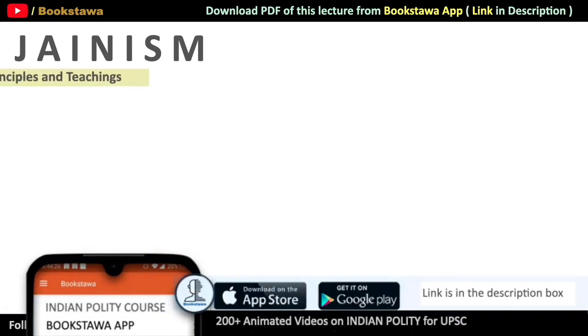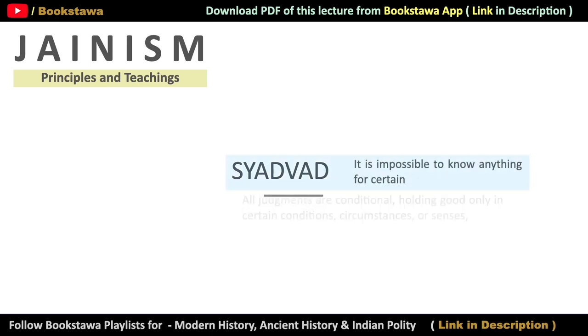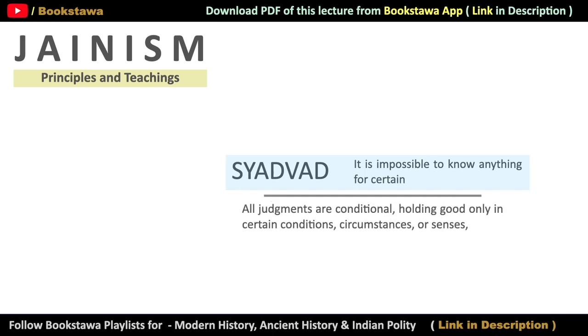But since we are talking about the principles and teachings of Jainism, then we should also talk about Syadvad, which is a principle of Jainism itself. And it says that it is not possible to speak about anything with absolute accuracy. That is, all kinds of judgments are conditional, and circumstances can change according to the condition. This Syad in Syadvad is basically derived from a Sanskrit word Syad, which means maybe. That is why we also call Syadvad maybiness, which means that it may happen or it may be possible. So these were the details of Jain principles and teachings.